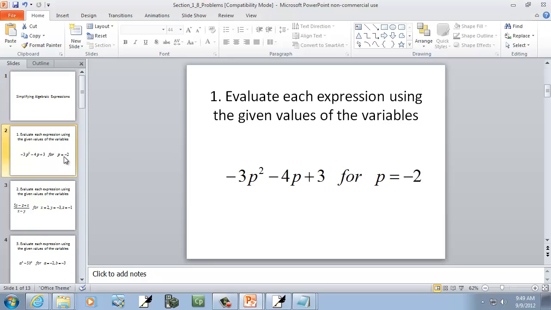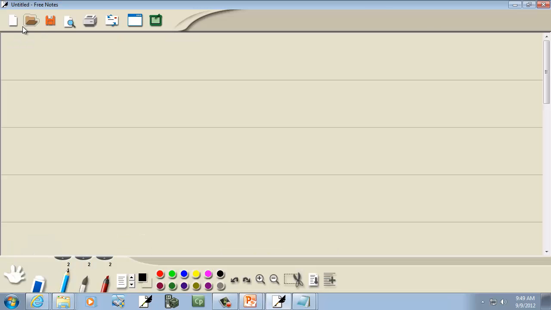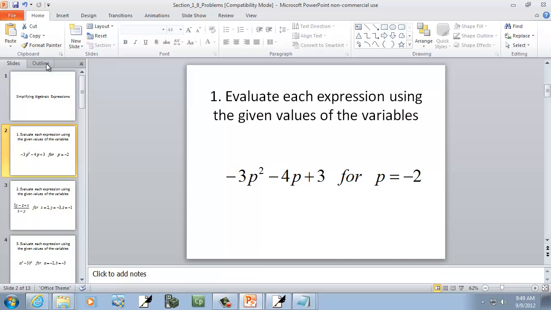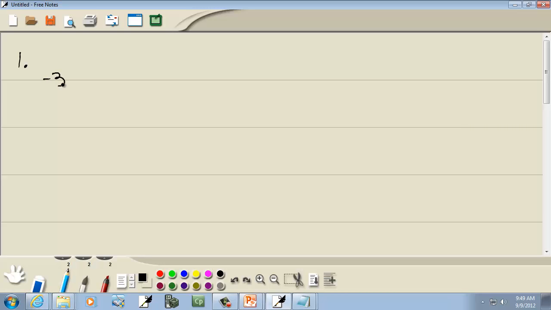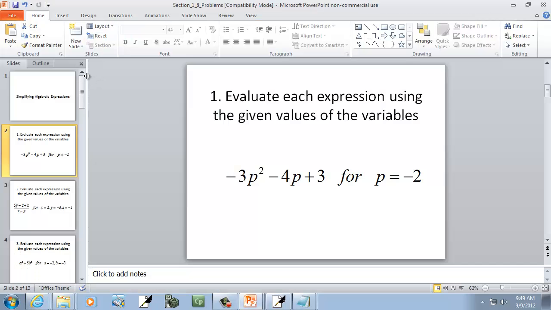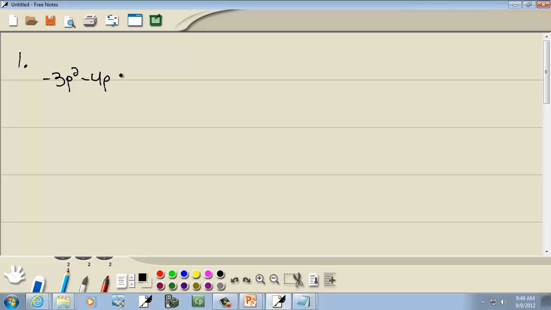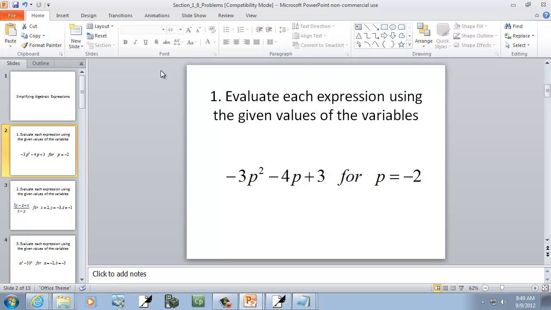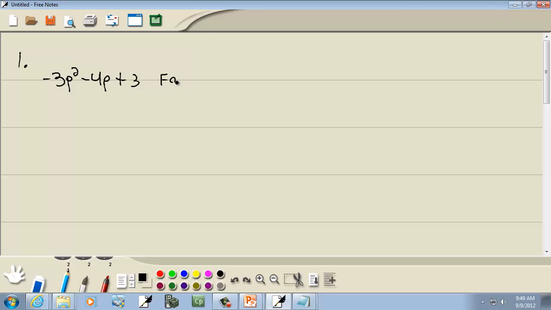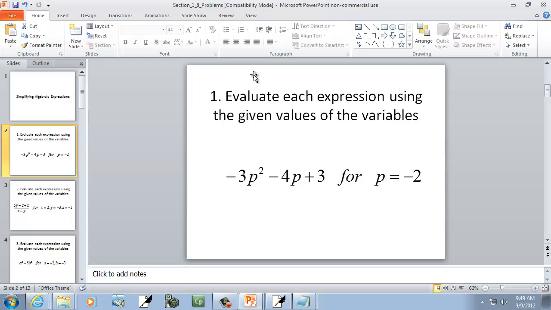It says evaluate each expression using given values of the variables. We got negative 3p squared minus 4p plus 3, and p is equal to negative 2. The instructions: evaluate each expression.